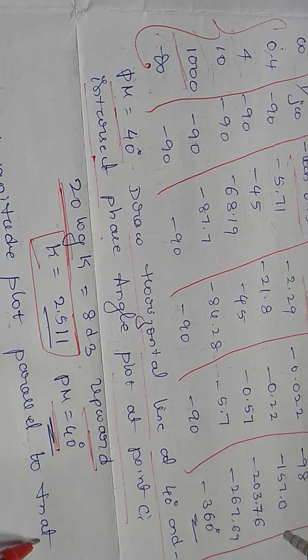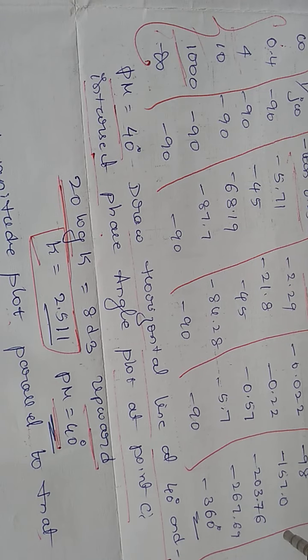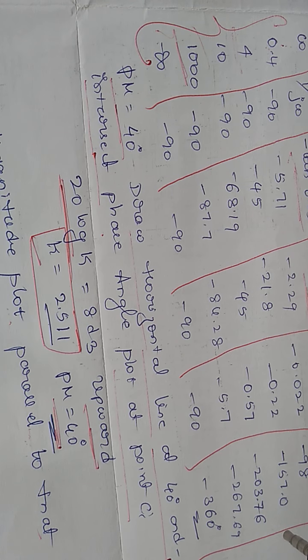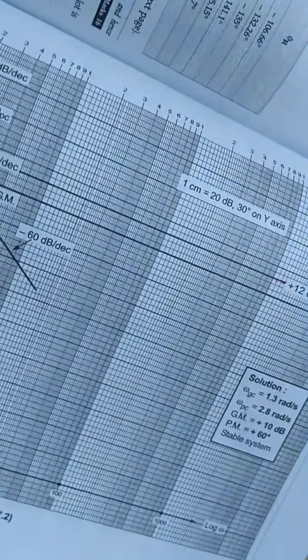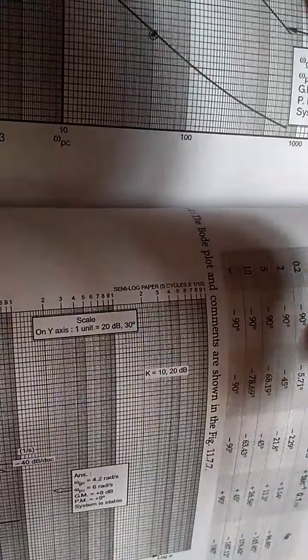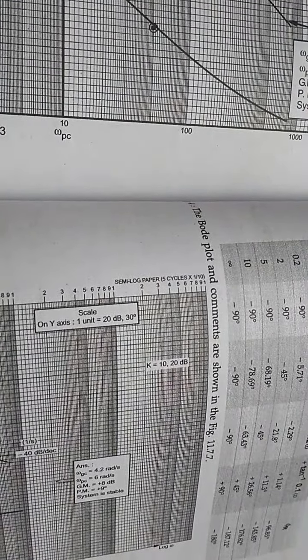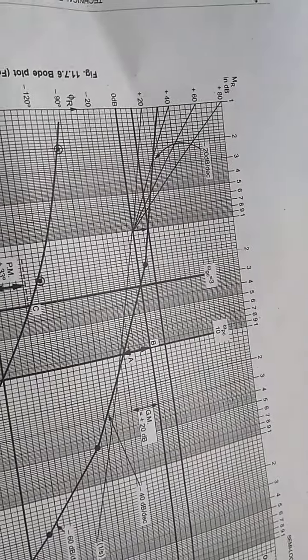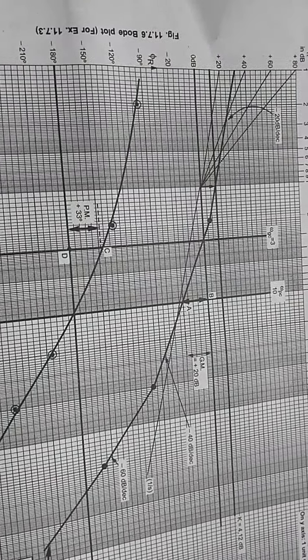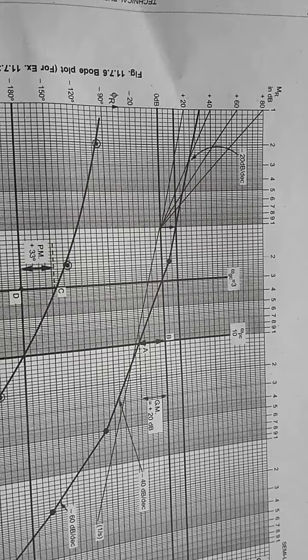Draw the magnitude plot parallel to that without K. So with K and without K, how the graph will look like will be shown in the graph. You can observe in the graph. So just observe the graph. Observe here, this is the graph. Carefully you have to observe it.